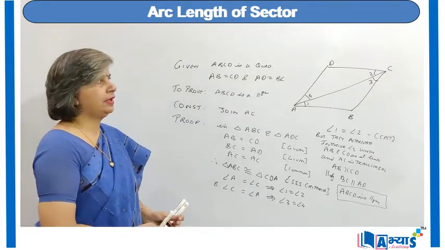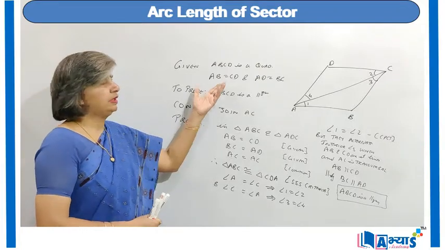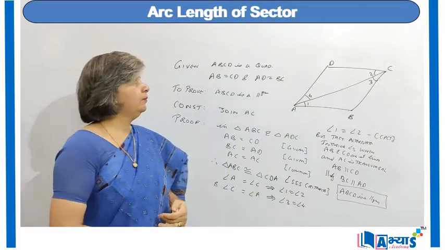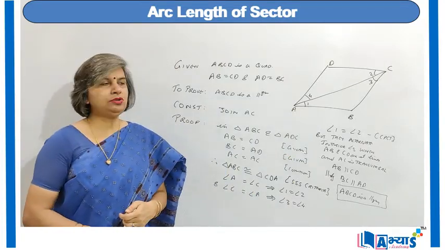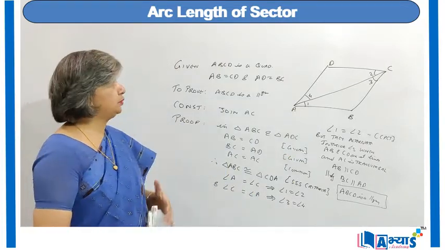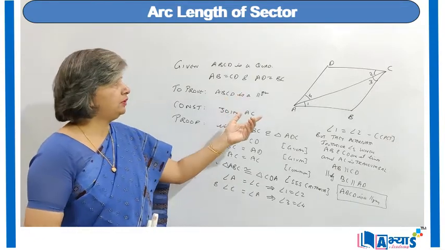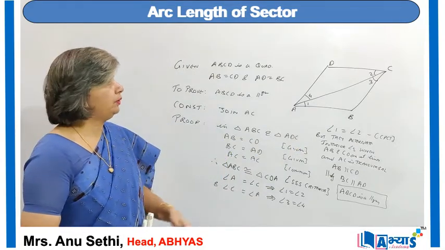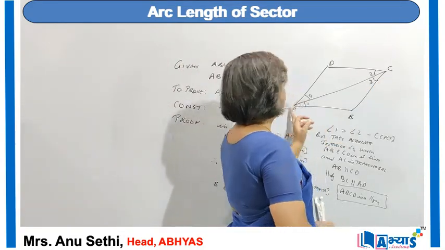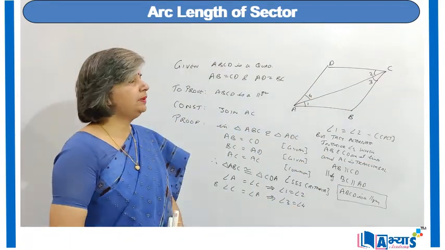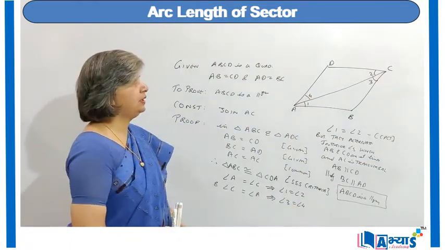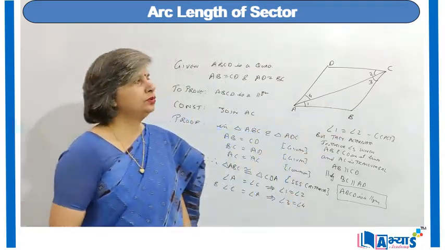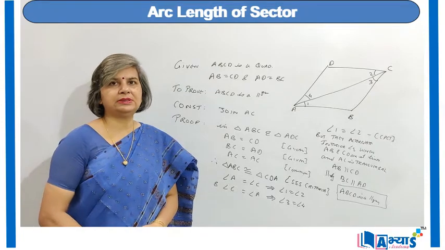To sum up, I would like to discuss the concept again. We were given a quadrilateral ABCD in which AB was equal to CD and AD was equal to BC. That means the opposite sides were equal, and we were supposed to prove that it is a parallelogram. For this we constructed a line AC, that means we joined AC. Now in triangles ACB and ADC, AB is equal to CD, BC is equal to AD, and AC is common in both. So both the triangles are congruent using the SSS criteria.